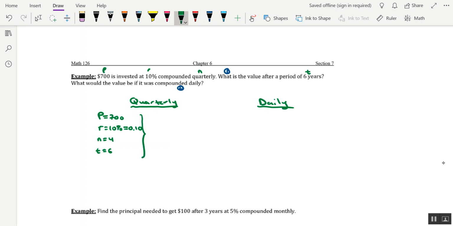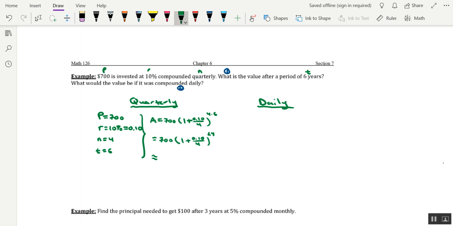Go ahead and plug this information into the compound interest formula. We'll have A equals 700 times quantity 1 plus 0.10 over 4 raised to the 4 times 6. And this is definitely something we'll type into the calculator. But before we do so, I would encourage you to multiply the 4 and the 6 together to get 24, and it'll just make life a little bit easier when it comes to typing this stuff into the calculator.